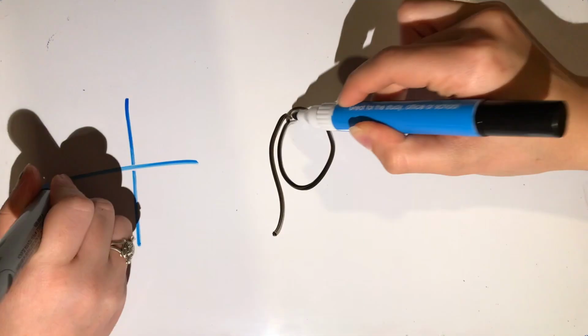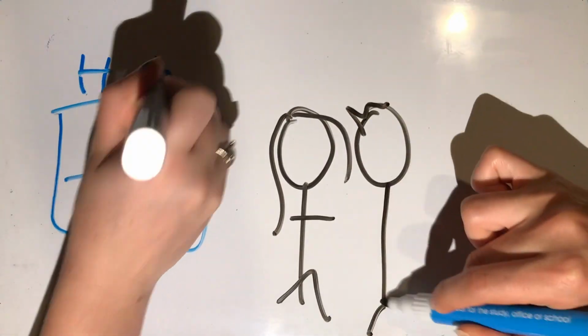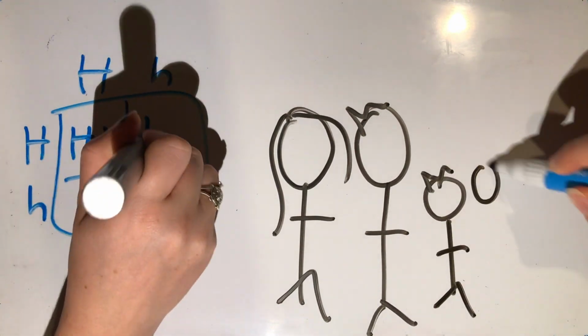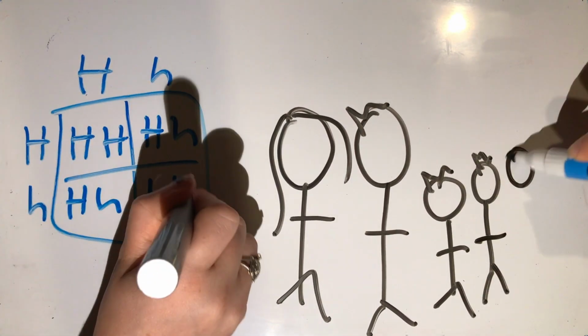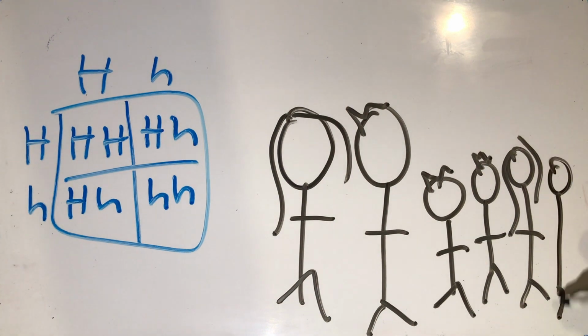Punnett squares show phenotype probabilities using maternal and paternal alleles. Uppercase letters are dominant genes and lowercase letters are recessive genes. In this family, both parents and 3 kids have black hair, but one child has red hair.